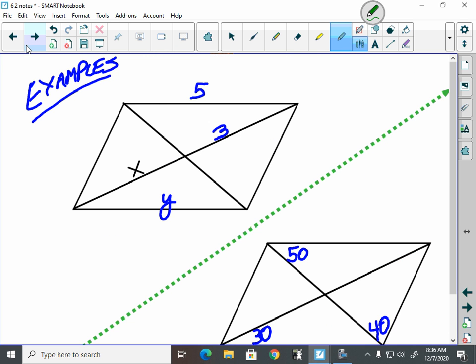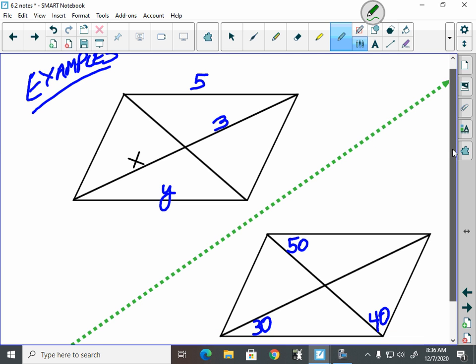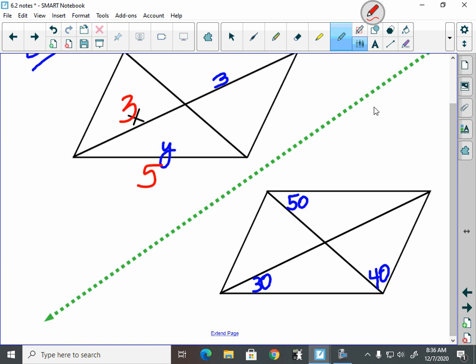Okay, here's some examples. You may or may not want to write down the first one. This one's way too easy. X is 3 because the diagonals bisect each other, and Y is 5 because opposite sides are congruent. If I said find all the angles, this is a great problem. We've already done one kind of like this before because alternate interior angles comes into play. So you may want to circle the 30 and the 40 and the 50.